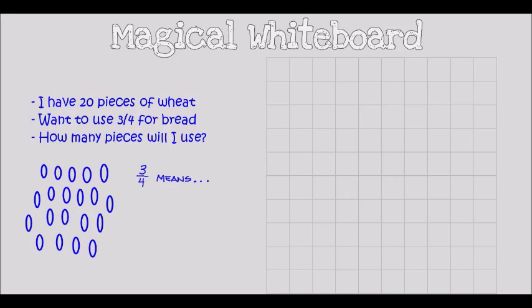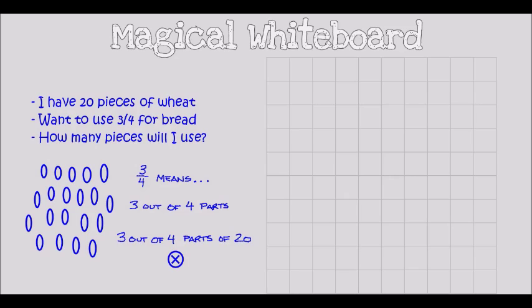There's lots of different ways to think about fractions. In this case, the fraction 3/4 means 3 out of 4 parts. So if I want 3/4 of my 20 pieces of wheat, what I really want is 3 out of 4 parts of 20. Well, believe it or not, when I want to know what some amount of another thing is, that is always multiplication. So this is actually a multiplication problem.